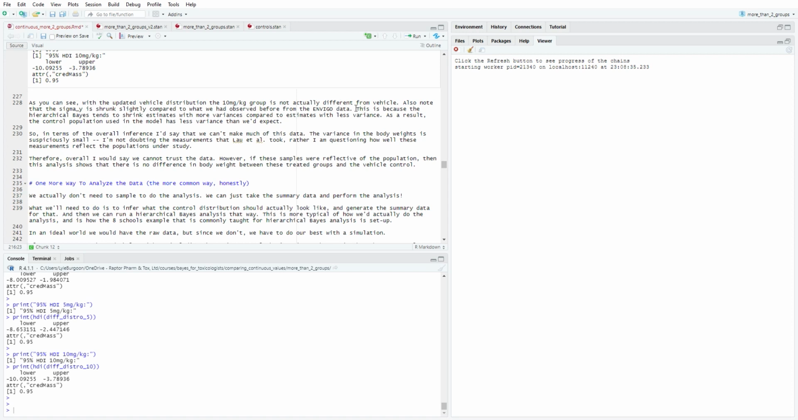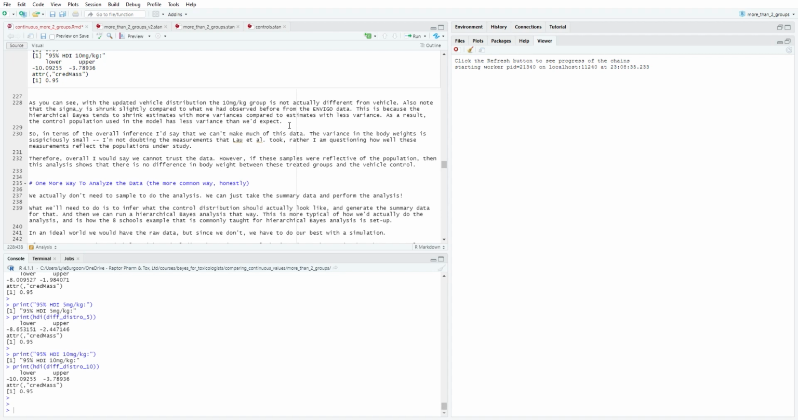So as a result, what we're really seeing here is we don't really have this issue of the body weights being different in treated versus control. It's really all the same, and especially when we look at the historical data as well.